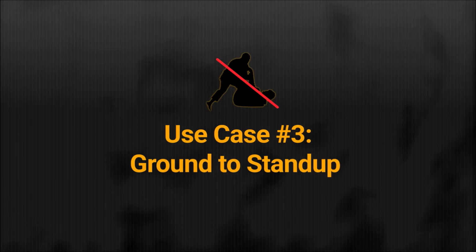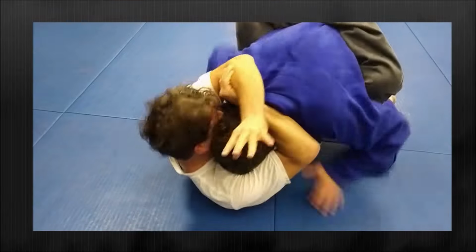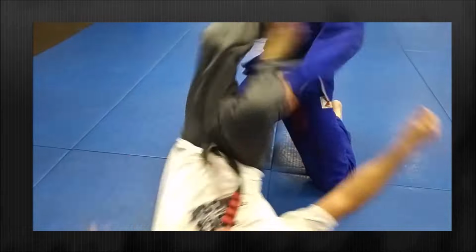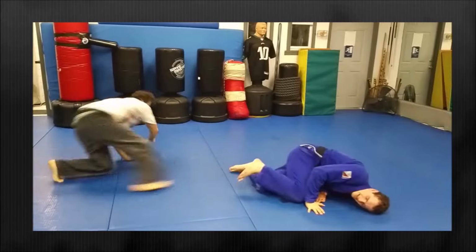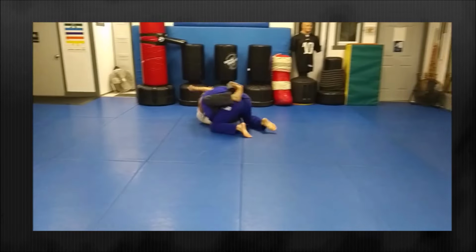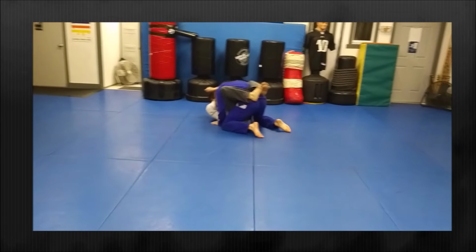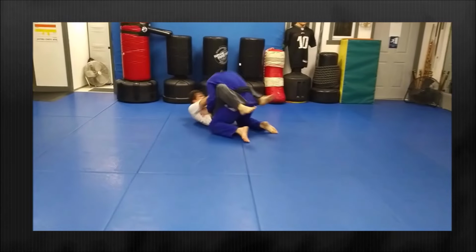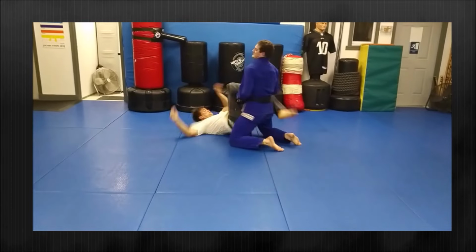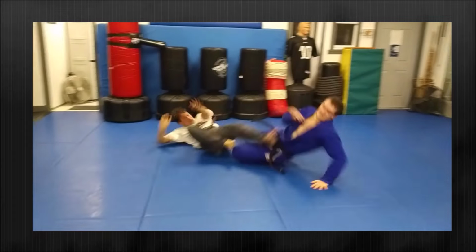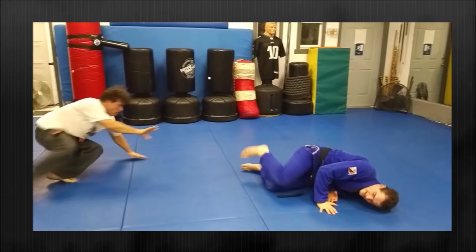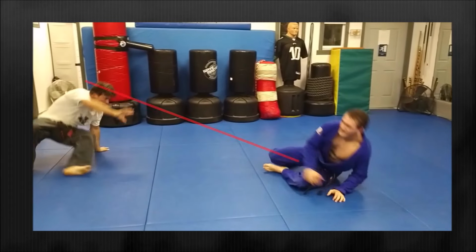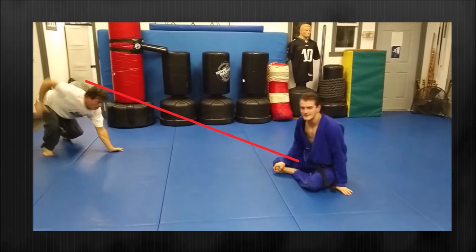Use case number 3. Ground to stand-up. Jack is in Scott's guard. Scott uses Kino Muay Thai to get Jack to release. Scott kicks Jack off, scrambling to his feet. The scramble is the ground to stand-up envelope pathway. This is use of movement to escape.